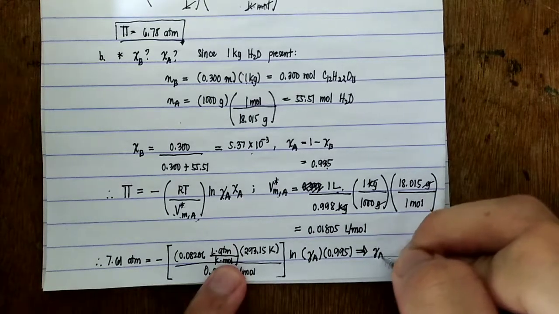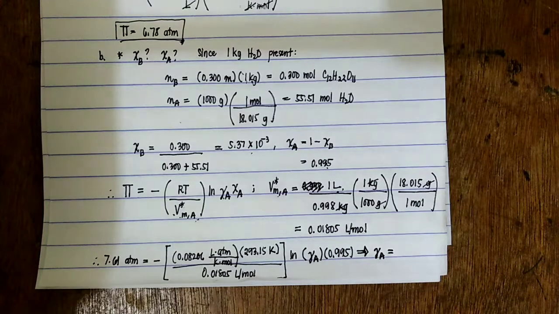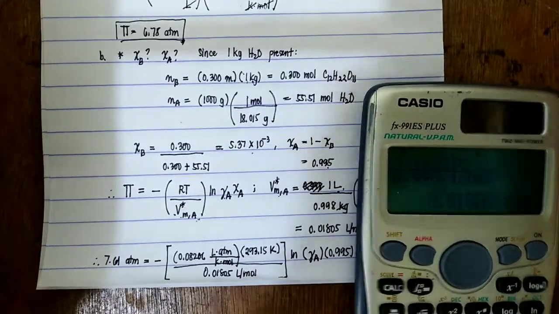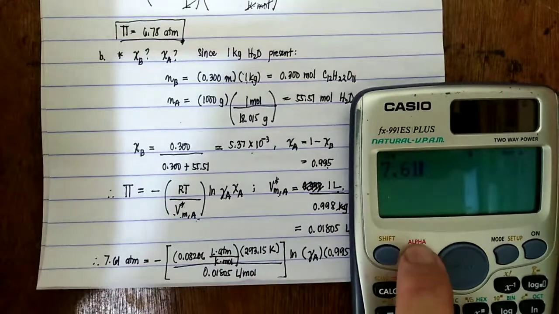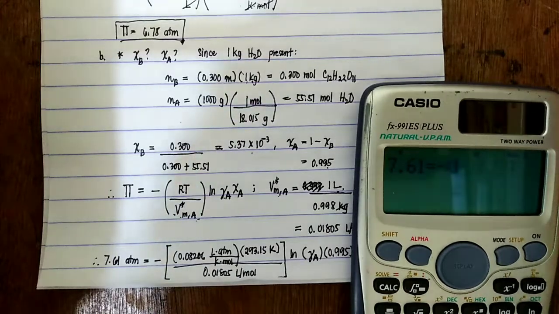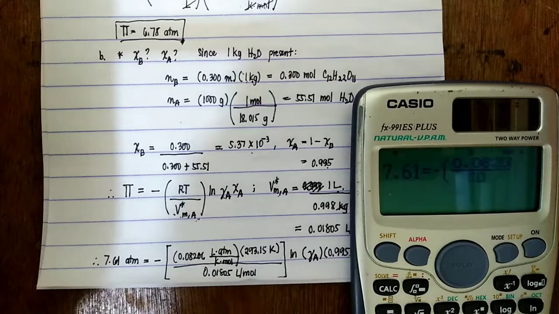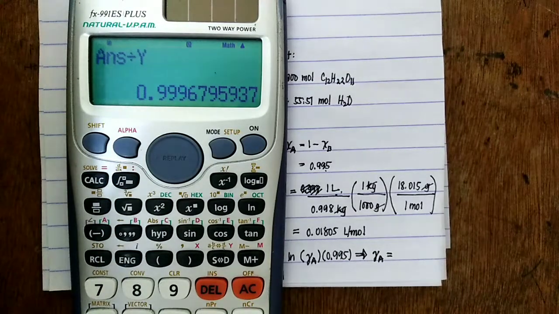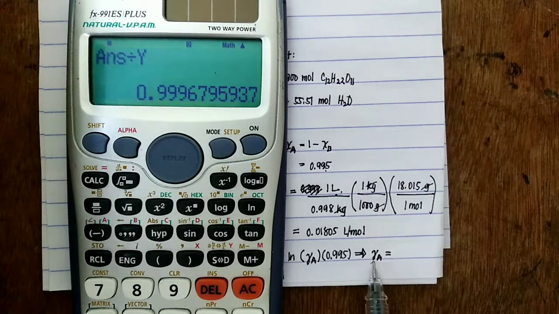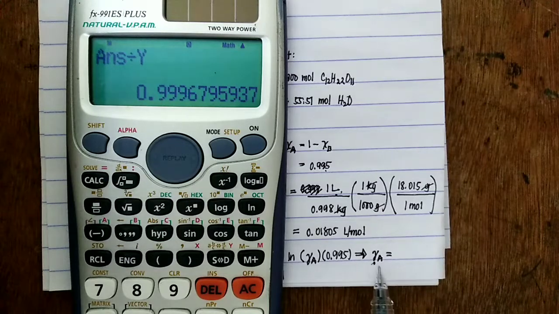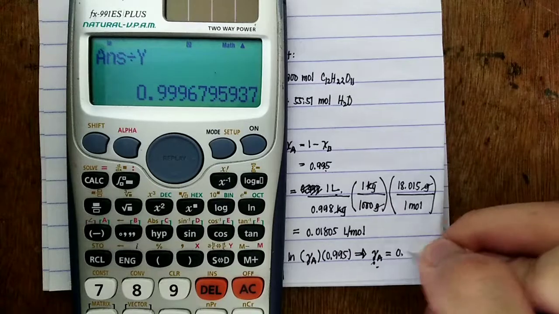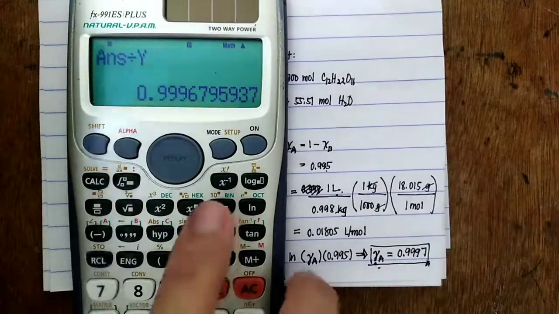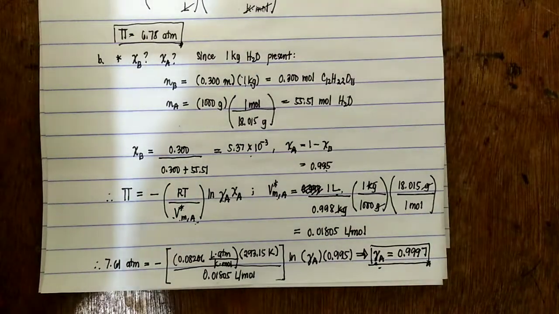Now, using our calculator's abilities, we should be able to compute gamma A quite fast, actually. So let's plug this in now. That's 7.61 equal to negative 0.08206 times 293.15. Using the shift solve function of our calculator, we should be able to compute the activity coefficient quite easily. So for our water, it turns out that gamma A should be equal to 0.9997. So that takes care of the activity coefficient.